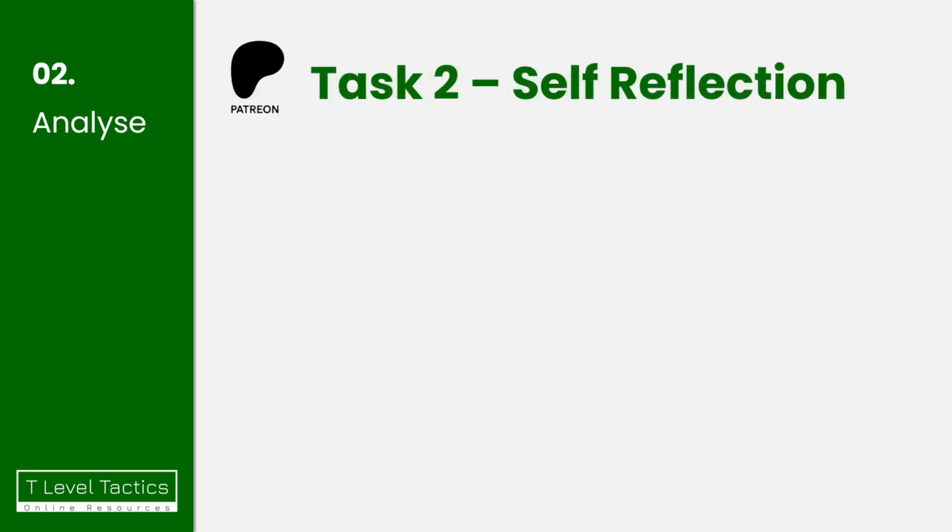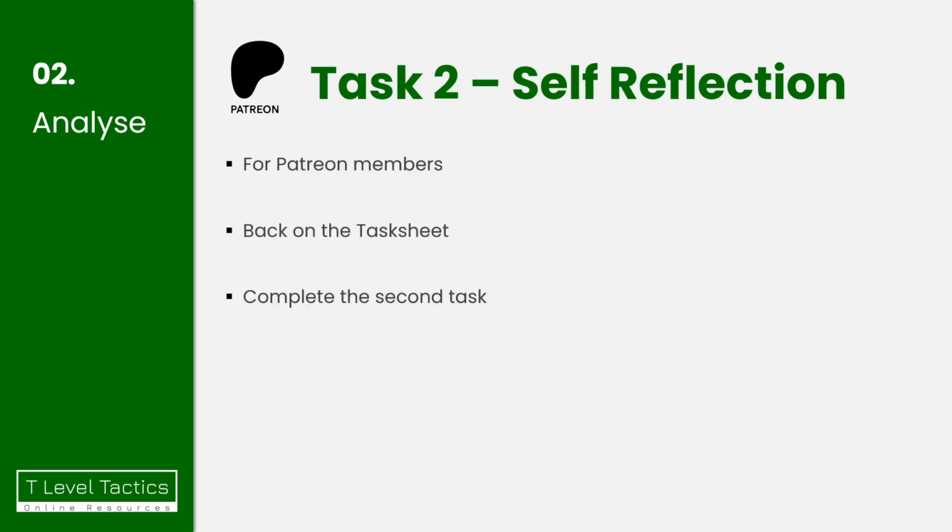So, for Patreon members, it's time to do a bit of self-reflection, and that's what task 2 is all about. So head back to that task sheet and have a go at this second task. Spend about 30 minutes on it, and it's really just reflecting upon yourself and how you use communications and technology. Pause the video here and have a go, then come back when you're ready to move on to part 3.